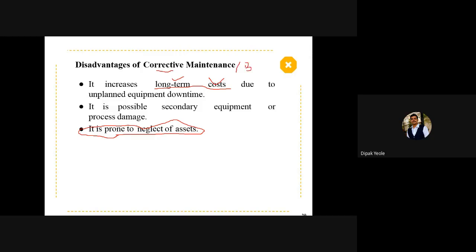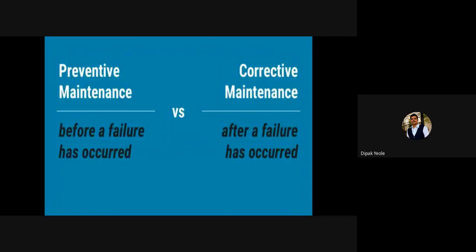So this is related to breakdown maintenance. Now there is always a comparison with preventive maintenance. That is the first part we have seen, and this is the second part we discussed today. There is a crystal clear difference between these two. Preventive means before a failure has occurred, and corrective, or breakdown, means after a failure has occurred.